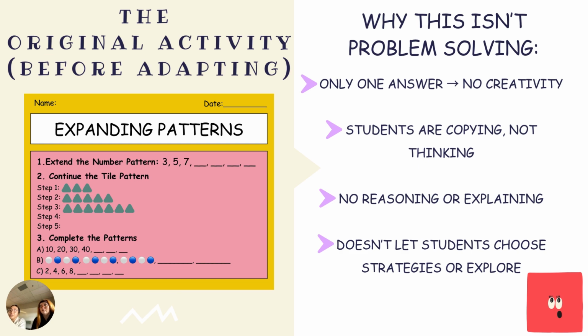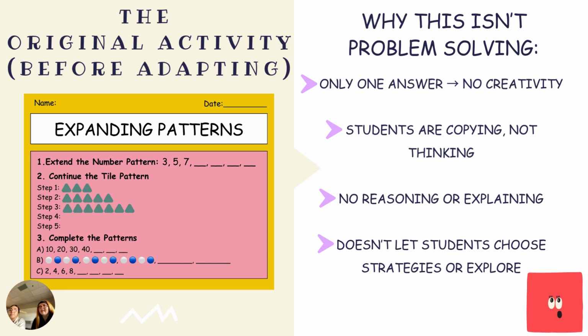The original worksheet was really straightforward. It asked students to extend a pattern like, for example, 3, 5, 7, blank, blank, or it showed students blocks. Step 1 equals 3 blocks, step 2 equals 5, step 3 equals 7, and students just drew the next ones. This kind of task checks if students can continue a pattern, but it doesn't ask them to explain the rule, create their own, or justify their thinking. So it's not really problem solving.